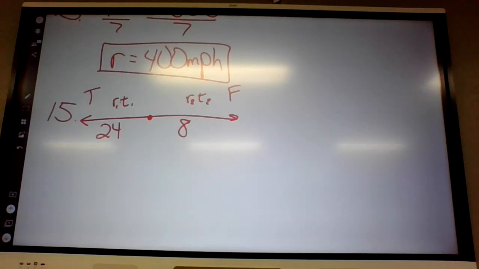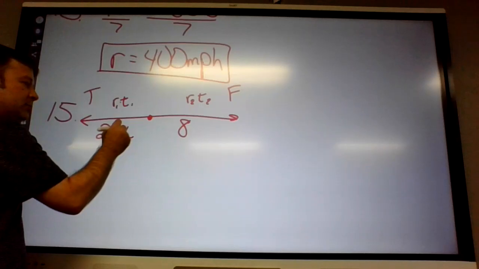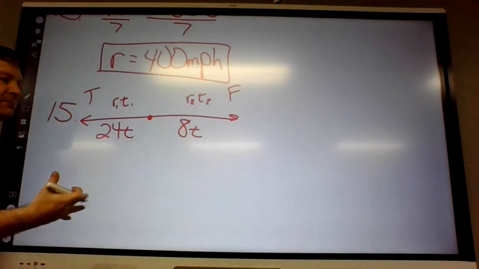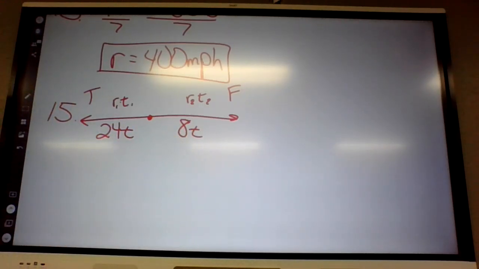Okay, now what it doesn't tell us is their times. However, it does say they started at the same time. So we know that their times are equal. So that's the variable because we don't know what it is. So I'm going to call them both T because they're going to be the same amount of time. Can we multiply that? No.